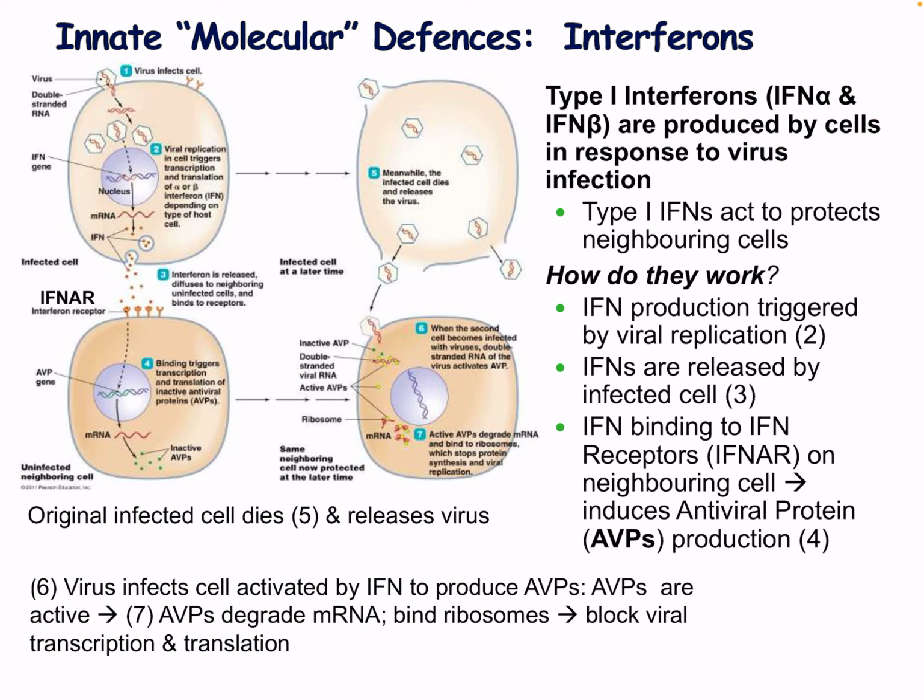We can see up here, the cell now dies. You can see it leaking out. Then the virus-infected cells will be activated by interferon to produce AVPs. These AVPs are active in the other cell, and the AVPs degrade the viral mRNA, bind to ribosomes, and block viral transcription and translation.